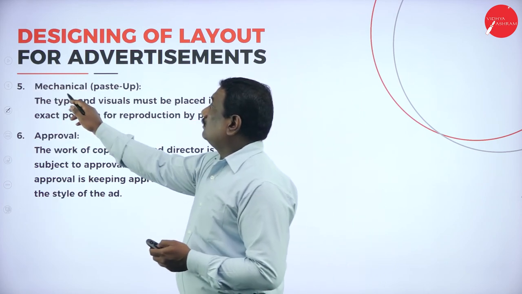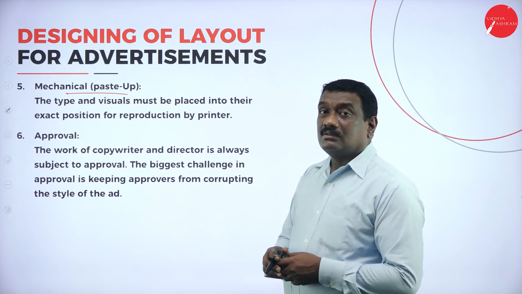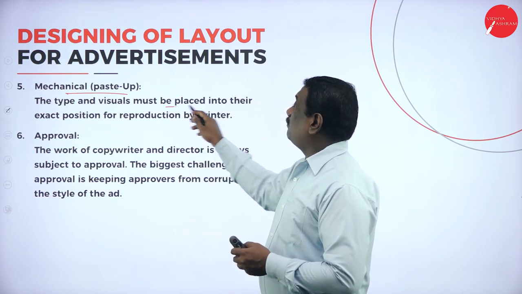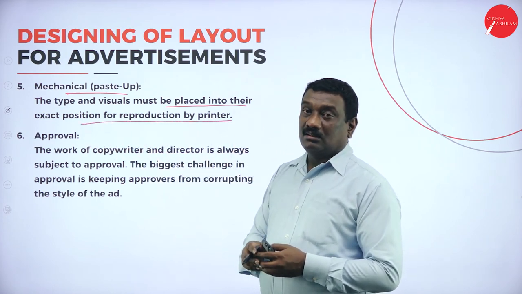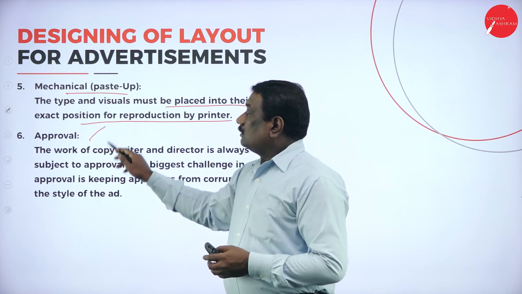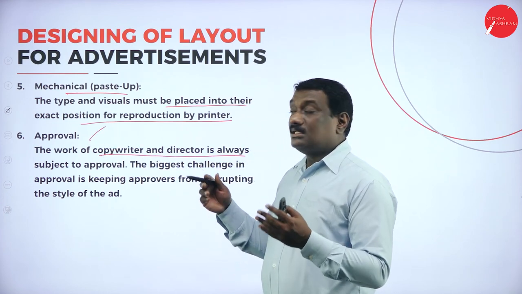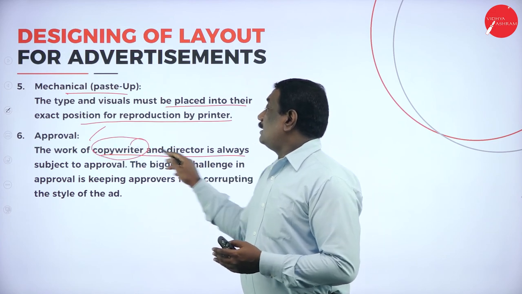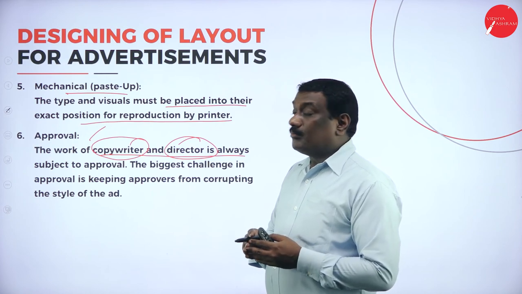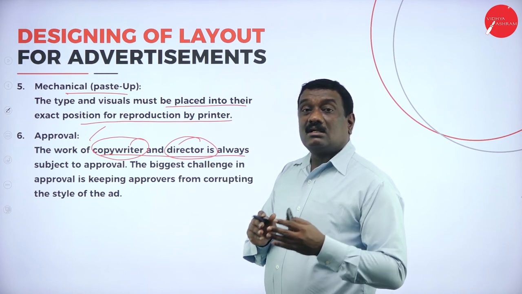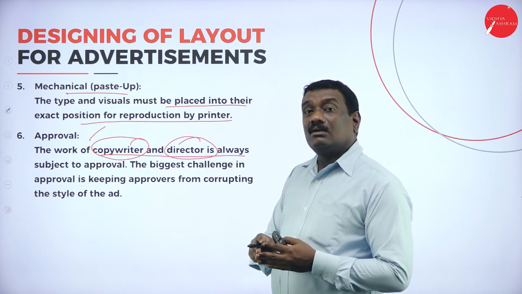Next is the mechanical, or we say paste-up. Now the type and the visuals of the advertisement layout must be placed into their exact position for reproduction by the printer. Then approval. The work of a copywriter and art director is always subject to approval. So whatever work is done by the copywriter and the art director will surely go through a process we call the approval process. Only when it is approved can you give out the advertisement.